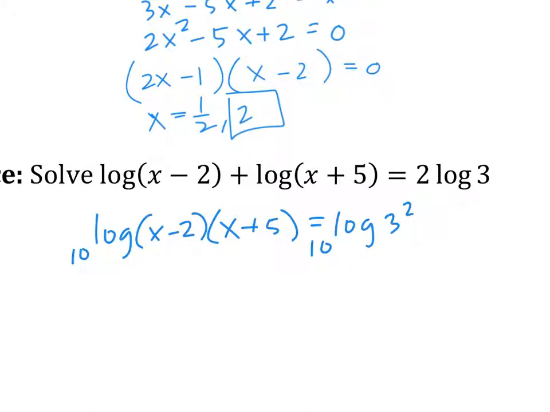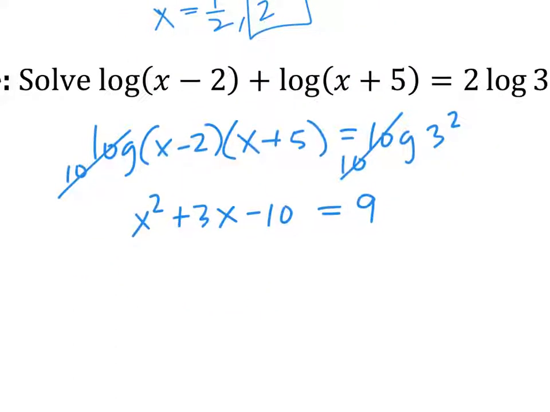Kind of. Okay, all right, so I'll just continue doing this. Okay, so this is gone. And then we can FOIL this: x squared plus 3x minus 10 is equal to 9. And subtract 9 on both sides. x squared plus 3x minus 19 is equal to 0.